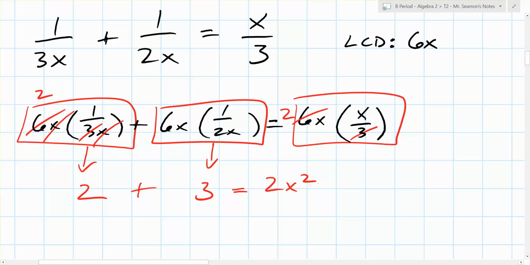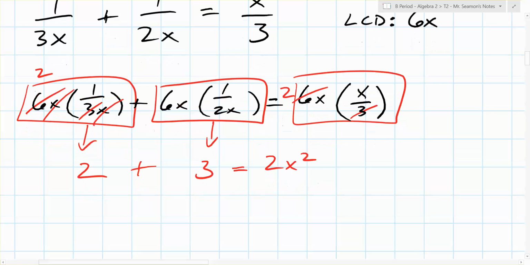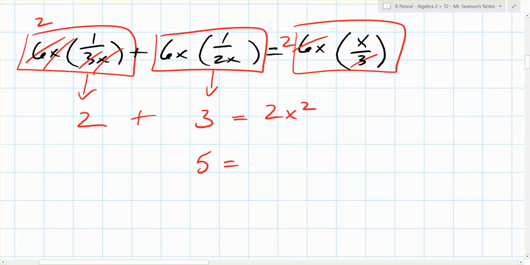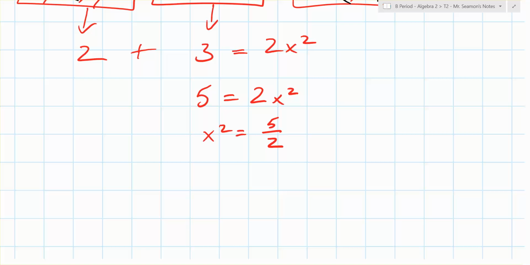Do any of the x's cancel? Oh, yeah. No, there's 2 x's in there. x times x is what? So you end up with 5 is equal to 2x squared. What do I divide both sides by? 2. So x squared is equal to what? 5 over 2. What do I do to both sides?